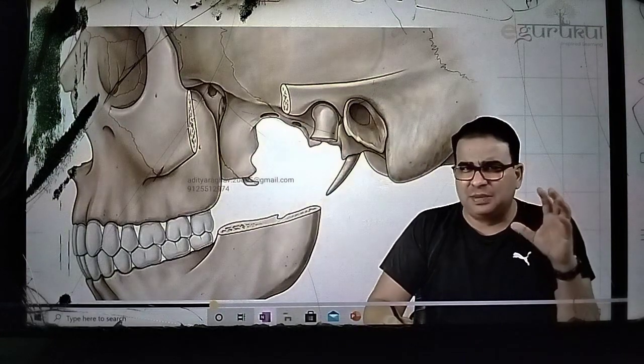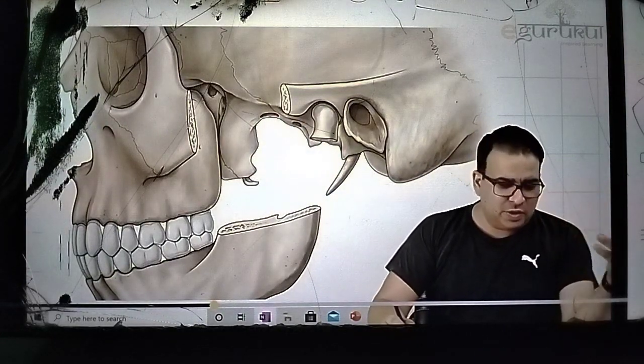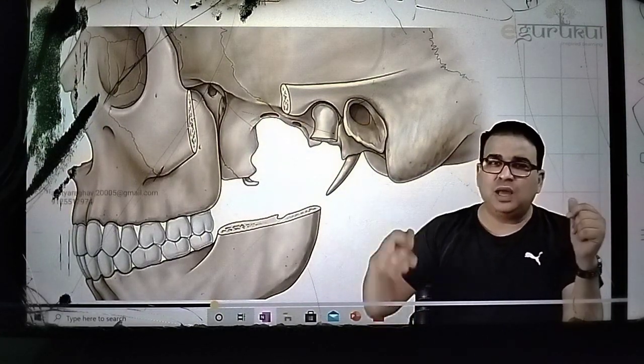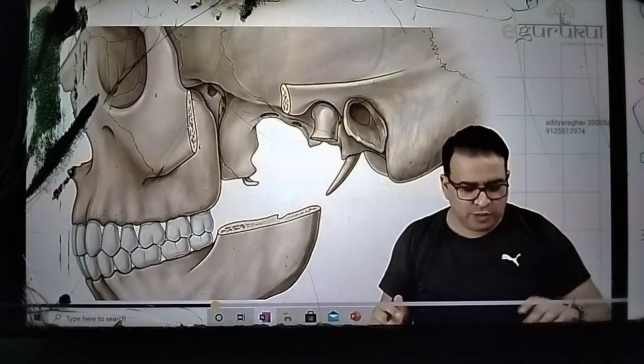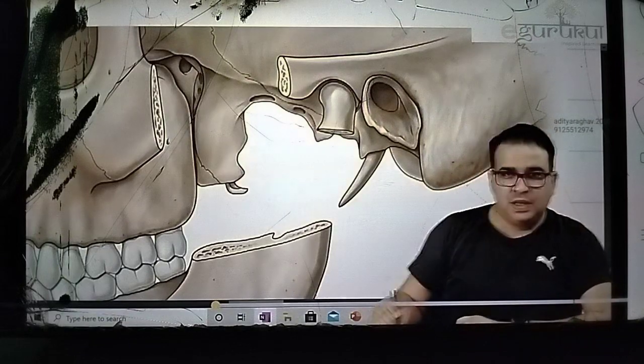But this muscle is not that simple, guys. Lateral pterygoid is having two heads. Medial pterygoid is also having two heads. Lateral pterygoid has an upper head and a lower head. Medial pterygoid muscle, which will be here, I tell you, has a superficial and a deep head. Now understand some bony prominences here and that will clarify it for you.